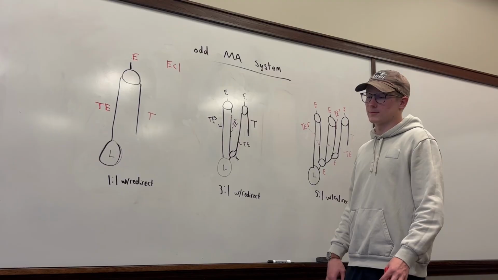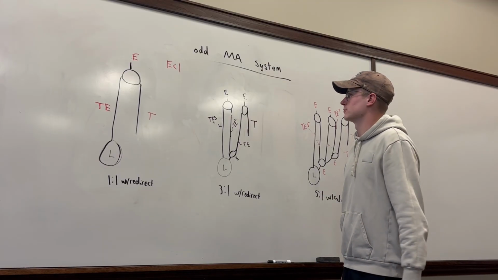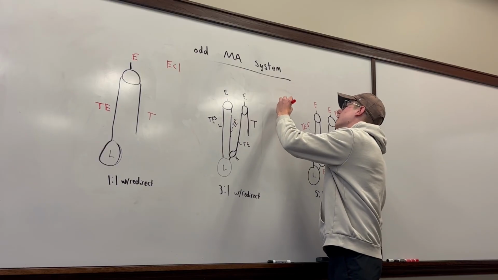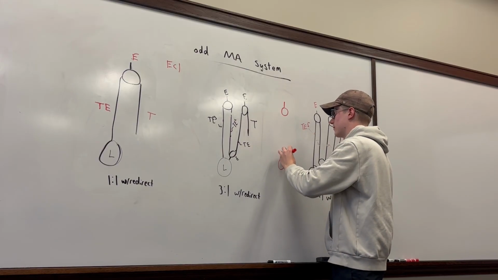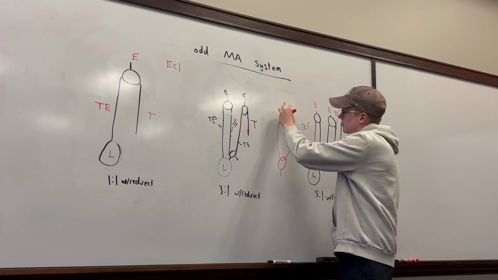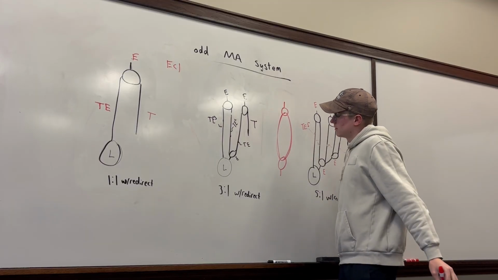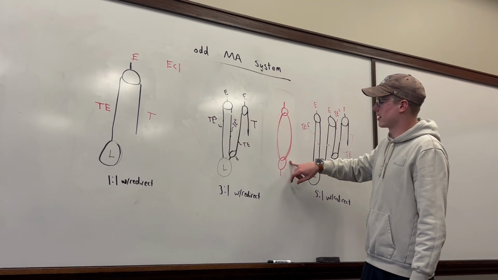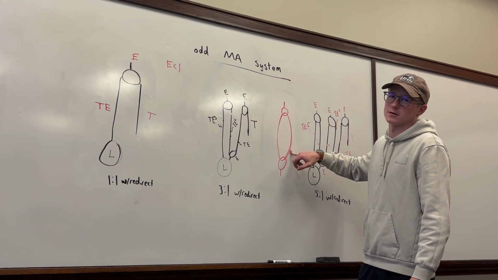So the difference for our system, the block and tackle system, is we're still going to go from 1-to-1 up to 5-to-1, but instead of having an individual carabiner for each wraparound, you go through the same carabiner on the anchor and on the load side. And the frictional losses will come from both the carabiner and the rope pressing on itself.